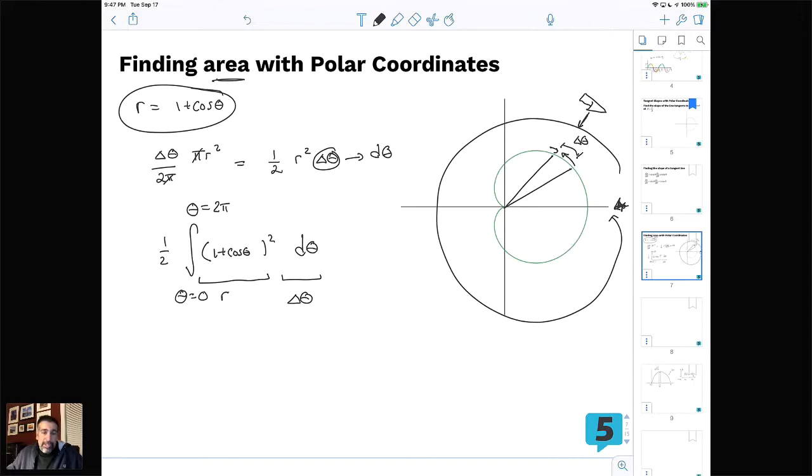There are others because there's some symmetry in the shape. We could have gone from 0 to pi and then just multiplied by 2. That would have been an acceptable answer. But to me, it's about finding those sectors and adding them together.